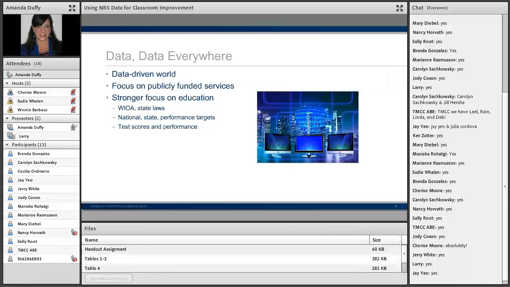No matter where you go, someone is either presenting data to you or asking you to contribute to their own data collection. So this is like a huge mindset shift over the past 20, 30 years or so. And it is especially a huge contrast when we think about the beginning of the National Reporting System.